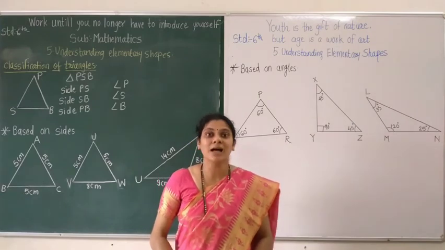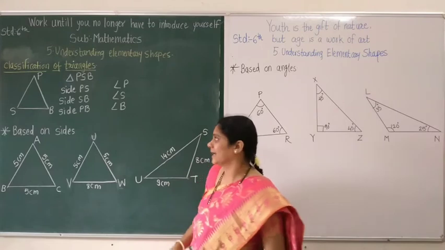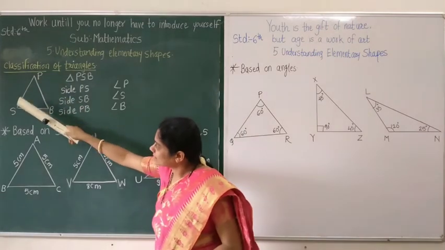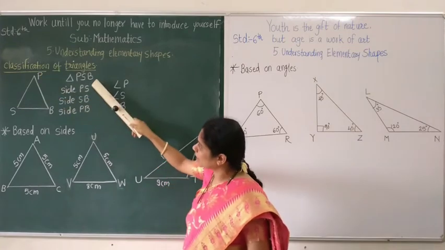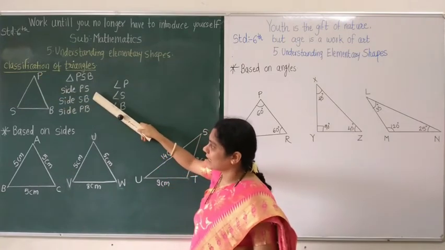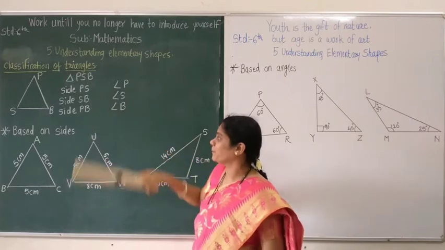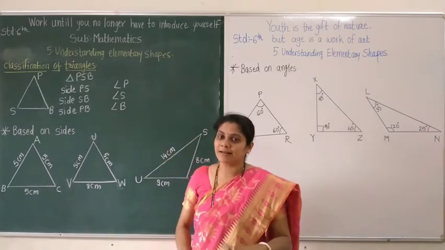Now we will write the names of their sides. Side ES, side SD and side PB. Look at here, side ES, side SD, side PB. It also has three angles.